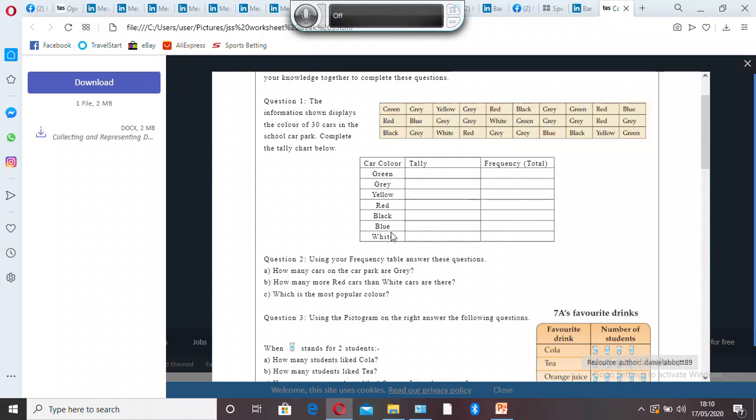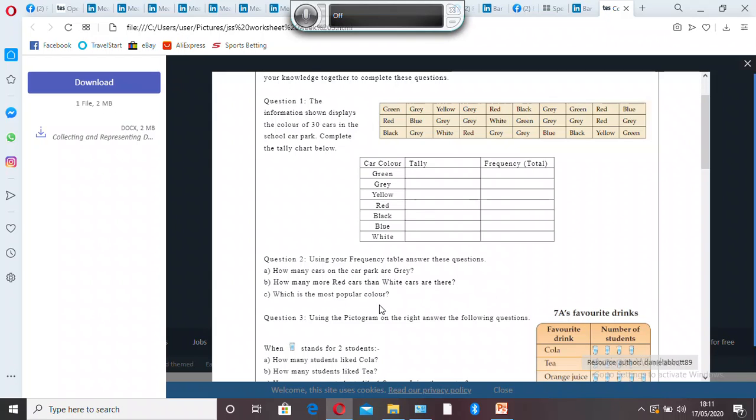Question 2 says, using your frequency table, answer these questions. How many cars on the car park are gray? Just look at your frequency table and tell me the answer. How many are gray? You write it there. How many more reds than white cars are there? That means you take away the figure for white cars from the figure for red cars. Do you understand? How many more reds than white do you have? That's what that question is saying. So you find the figure for red, find the figure for white, you subtract, and you write that here.